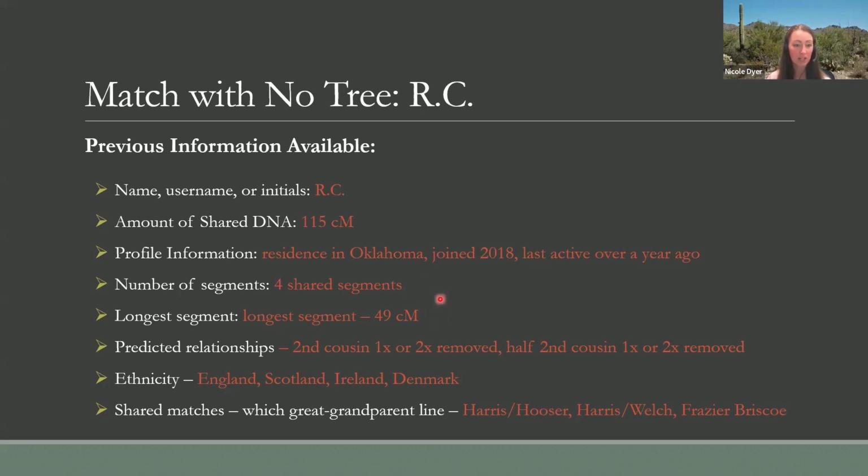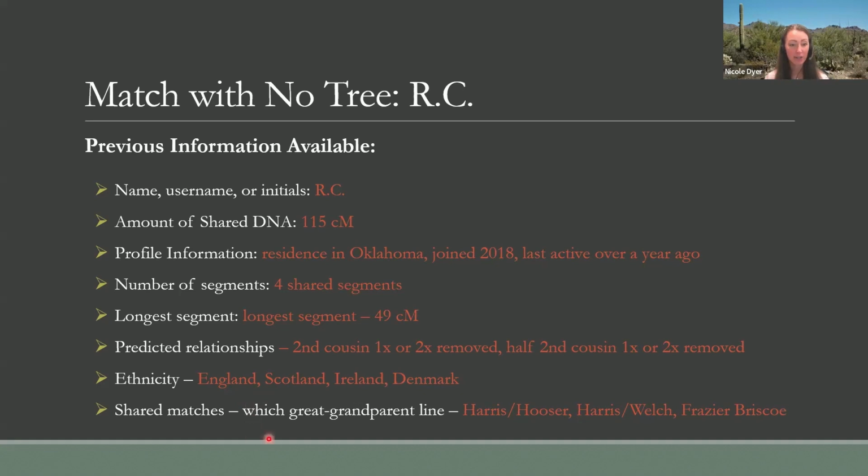And I actually also calculated the average segment size. So if I take 115 divided by 4, it's about 28, but some of those are going to be smaller because this one is larger. Then the predicted relationships are about second cousin once or twice removed or half second cousin once or twice removed. And that's the prediction from Ancestry. Looking at the ethnicity tab, there wasn't anything that stood out. Diana and this person have very similar ethnicity estimates.